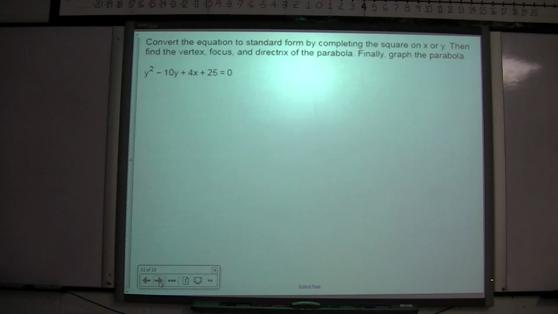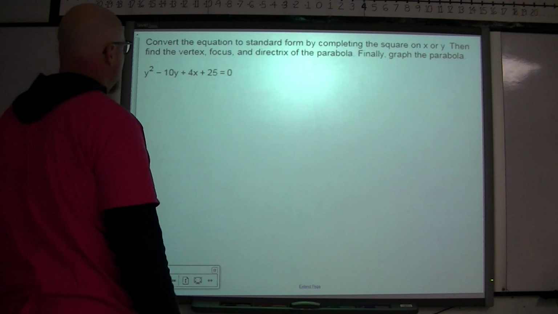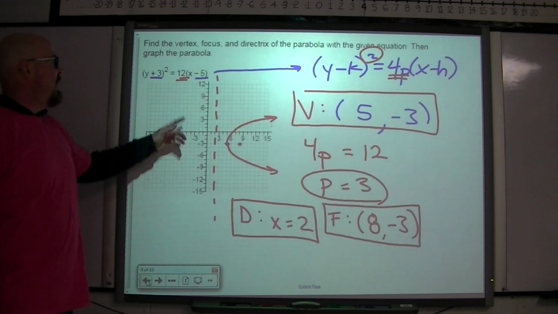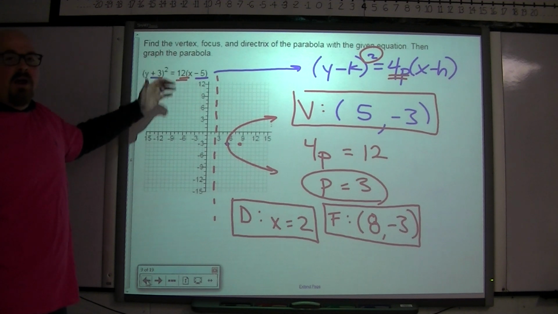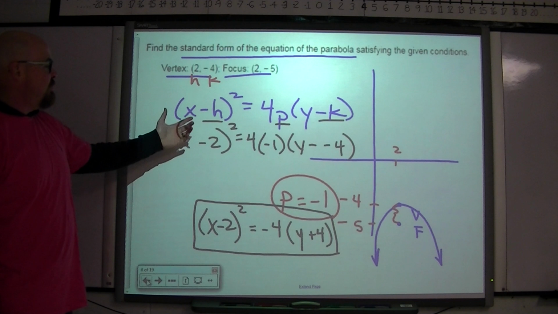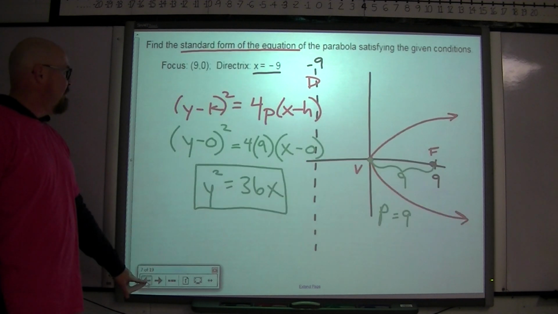Okay, here we go. Turn your brains on. All of the equations that we've looked at so far, right? They started out with a squared binomial. In this case, a squared binomial of y. For this problem, we wrote a squared binomial for x.